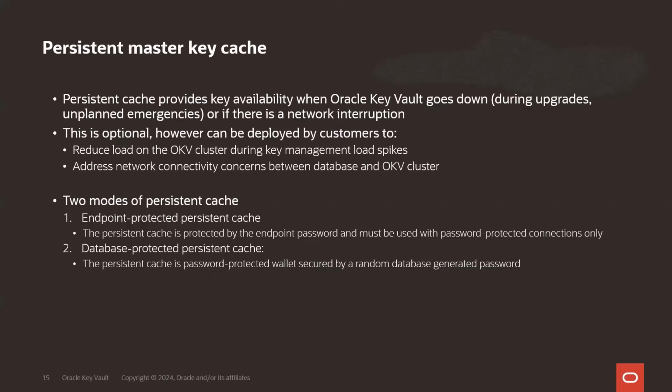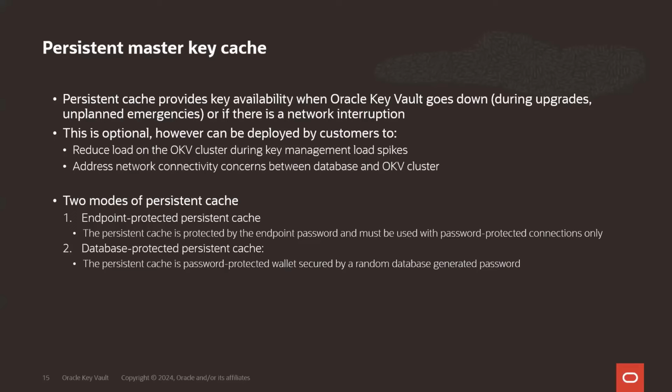The persistent master key cache. So OKV creates, protects, and maintains a persistent cache and an in-memory cache on your database machine. Those caches are created and maintained by our PKCS11 library. That's where the intelligence sits. The memory cache has a default expiration time of 60 minutes. The persistent cache has a default expiration time of 1 day. So your databases can lose connection to the entire OKV cluster for up to 24 hours, and they will continue to work.